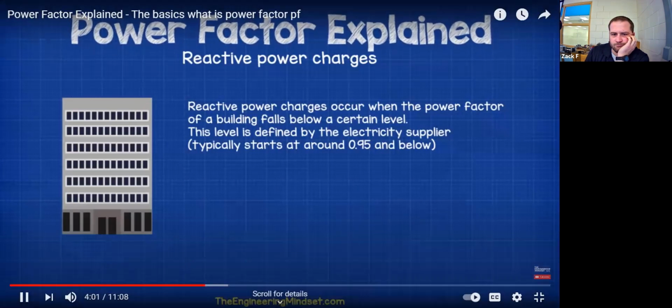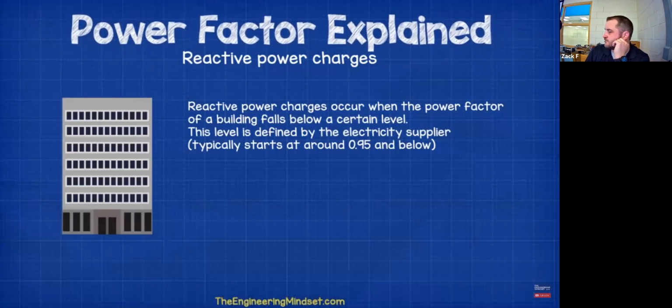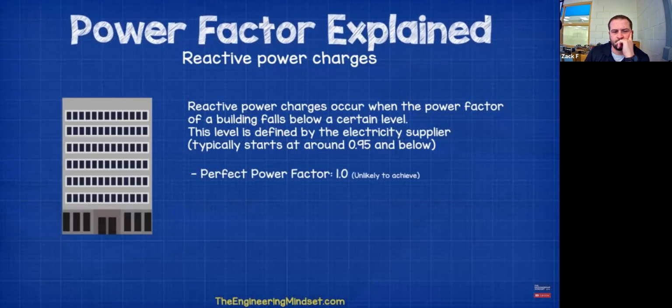This level is defined by the electricity supplier, but it typically starts around 0.95 and below. A perfect power factor would be 1. However, in reality, this is almost impossible to achieve. We'll come back to this part later in the video.